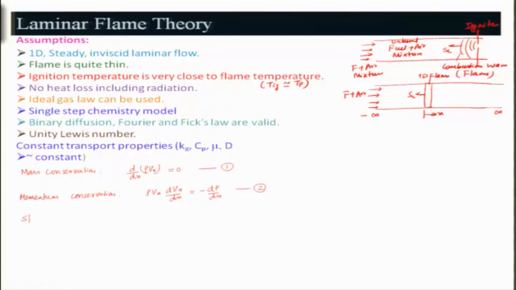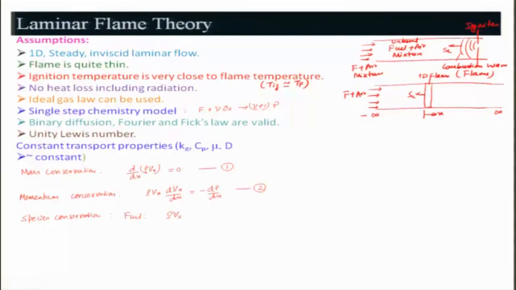And species conservation, and we will be considering the single step chemistry, right. So, if you look at the single step chemistry model, that is fuel reacting with nu moles of oxidizer going to nu plus 1 of product, right. That means I am having fuel, oxidizer and product, so I will have to invoke 3 equations basically. One is for the fuel.